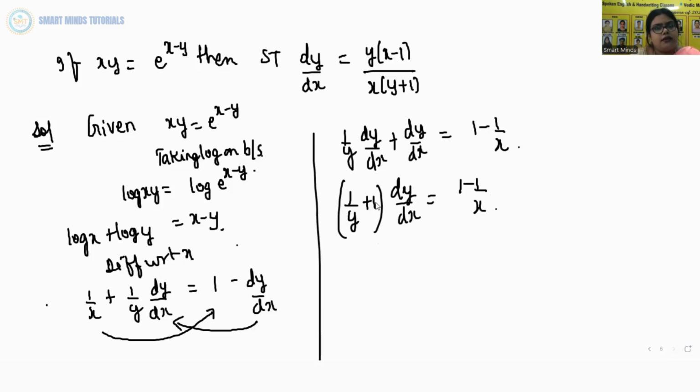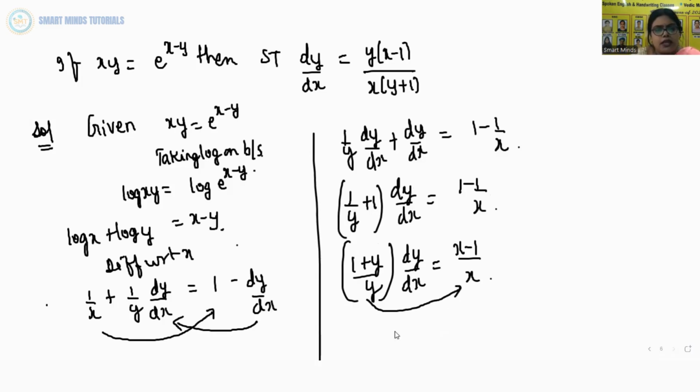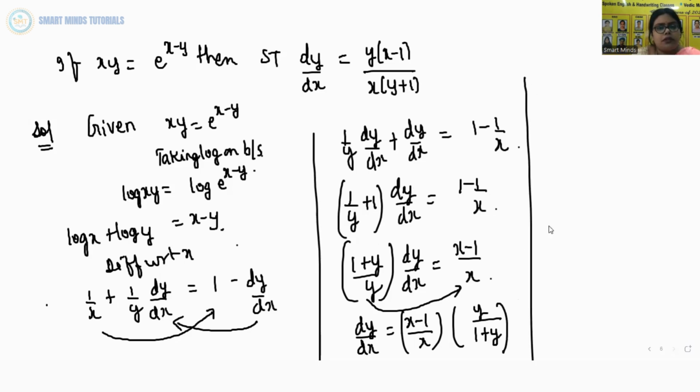So if I take LCM, we get 1 plus y by y dy by dx. And if I take LCM over here, we get x minus 1 by x. Now if I take this bracket to the other side, we get dy by dx equals x minus 1 by x into y by 1 plus y. It becomes reciprocal. Now dy by dx, I can write it as y into x minus 1 by x into y plus 1. Hence proved.